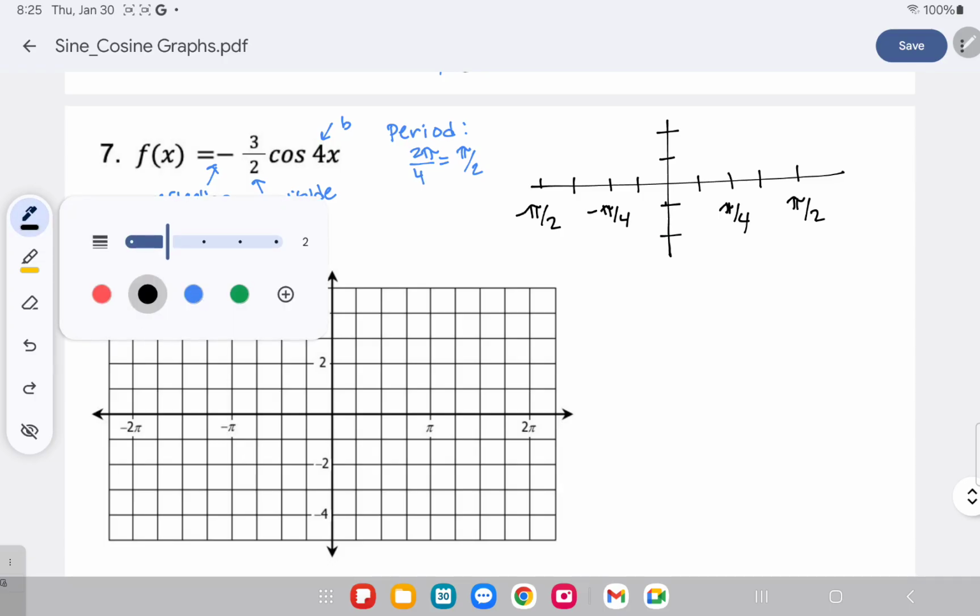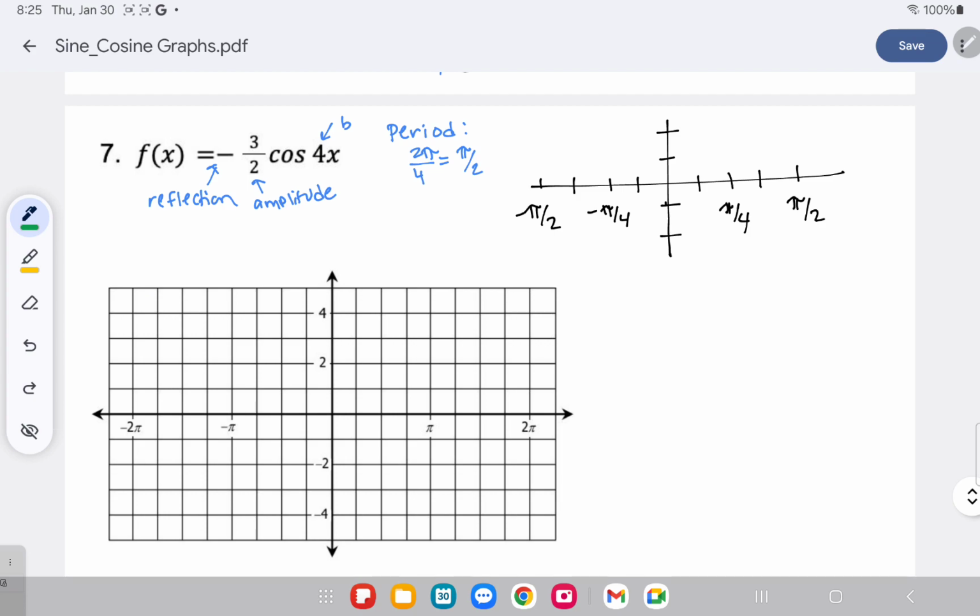Cosines typically start up, but because this one's negative, we're starting down at -1.5. And we're going to go up to middle, all the way up. Oh, not that far though. 3/2 is 1.5, and that looks like it's not over pi over 4. There we go. Back to middle, down to -3/2. Then I'm going to fill out the other side as well.